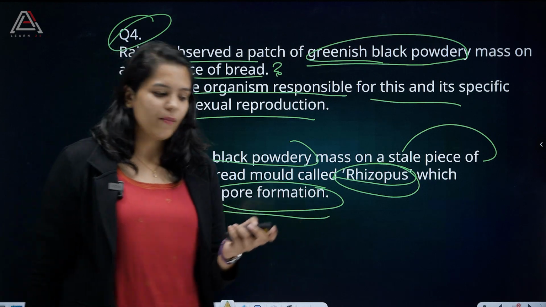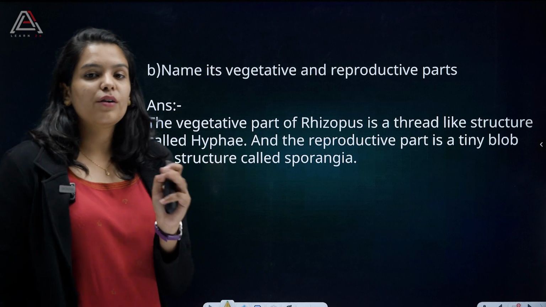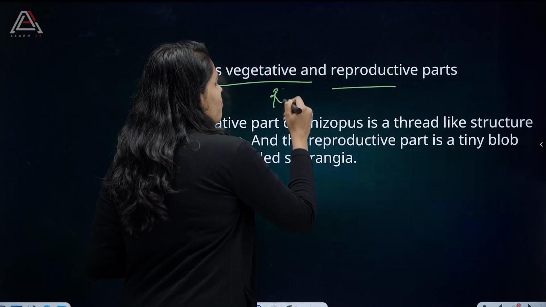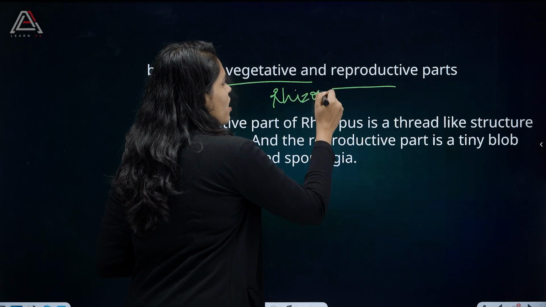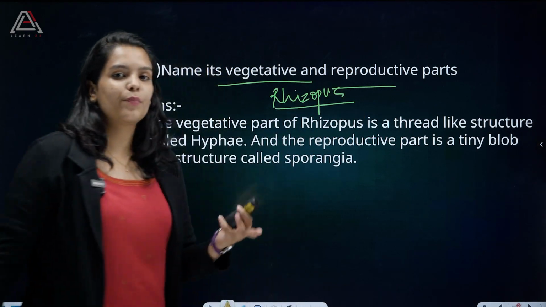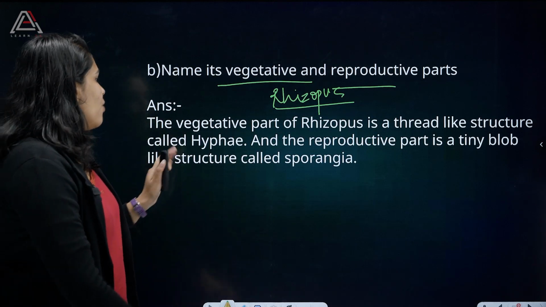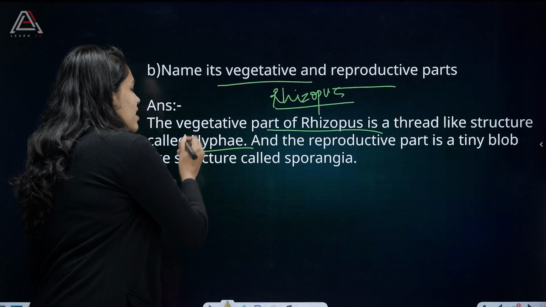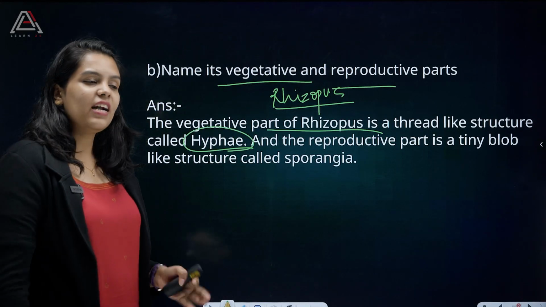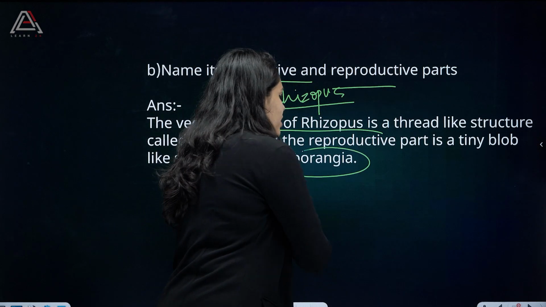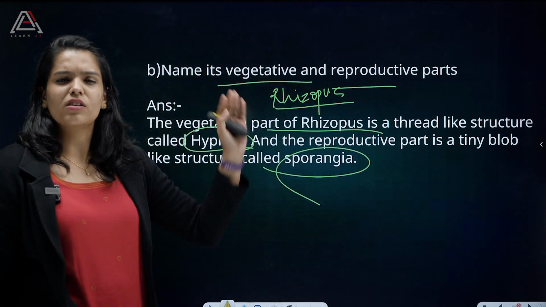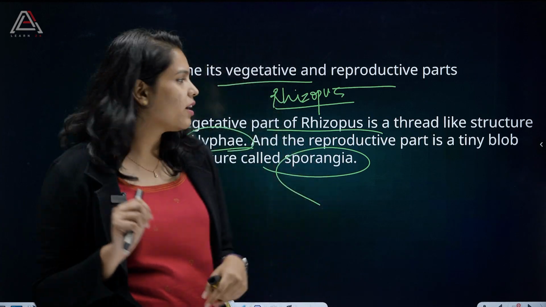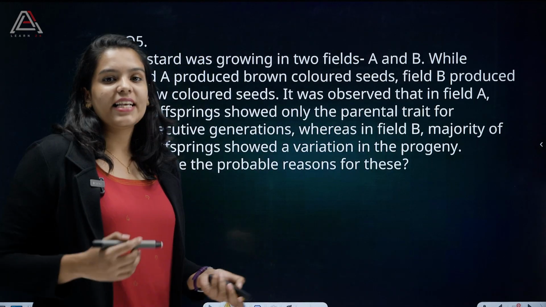Through spore formation. Now the second part of the question is, give the vegetative and the reproductive part of rhizopus. So you have to explain what the vegetative and reproductive parts of rhizopus are. The vegetative part of rhizopus is a thread-like structure. What was it? Hyphae. And the reproductive part is a blob-like structure, which is nothing but sporangia. So you explain the vegetative part and the reproductive part of rhizopus, and you are sorted with this part. Okay, moving on to the next question.